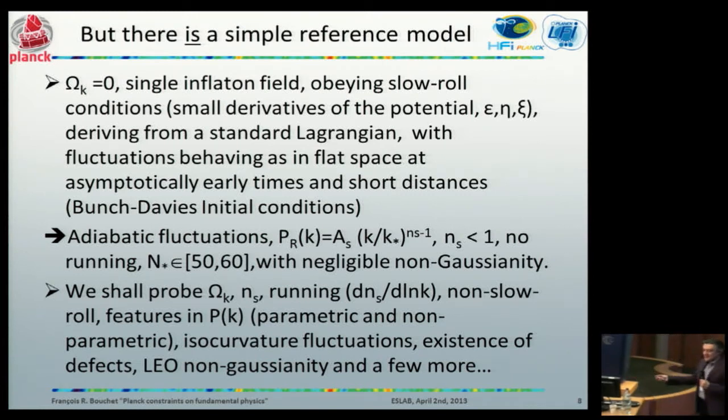So, of course, the next step is to challenge all of those and see how solid they are. How solid is Ω_k and n_s? Is there any variation of n_s versus scale? Are there indications of non-slow-roll features in the power spectrum that may have escaped? We'll do both parametric and non-parametric analyses. Could there be isocurvature fluctuations, defects, and local, equilateral, and orthogonal non-Gaussianity, or even further?